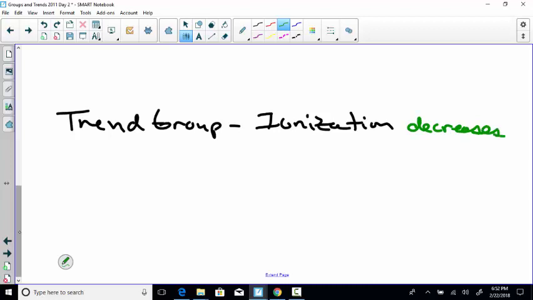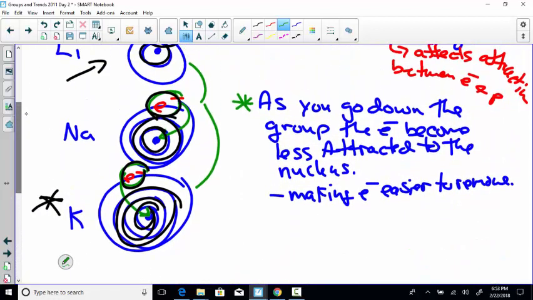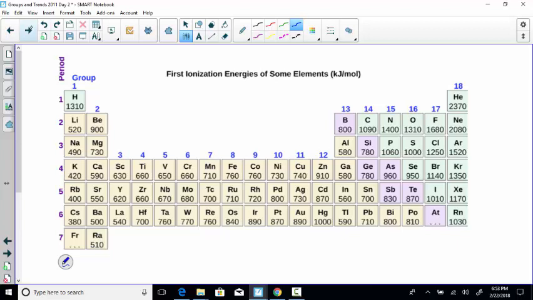Then I change colors. The ionization energy decreases down a group. Okay, so that is the group trend, that the ionization energy decreases down a group. And this right here is the reason. Remember, I always want a reason. This is the reason. As you go down the group, the electrons become less attracted to the nucleus, making them easier to remove.